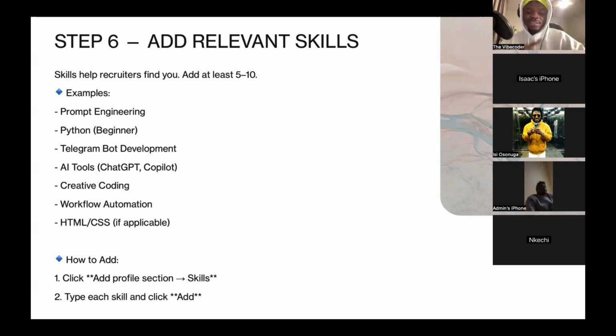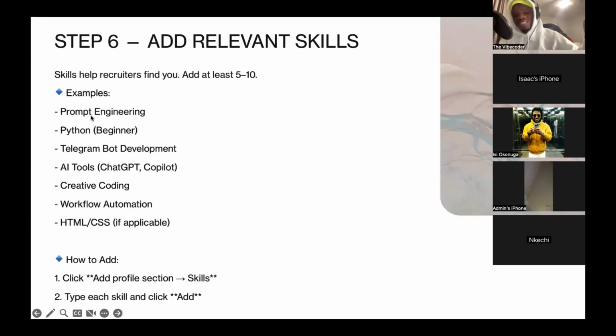So you should list skills that you are sure of. You understand? And also identify your skill level when you are listing. So now, you should add at least 5 skills. Understand? Skills help recruiters find you. You should add at least 5 to 10 skills.